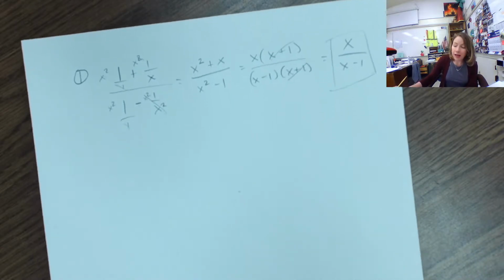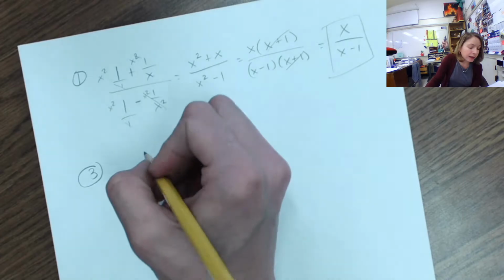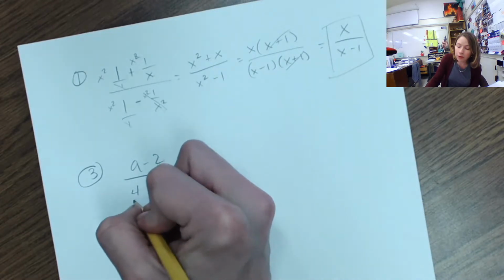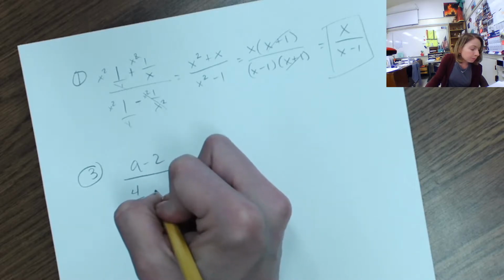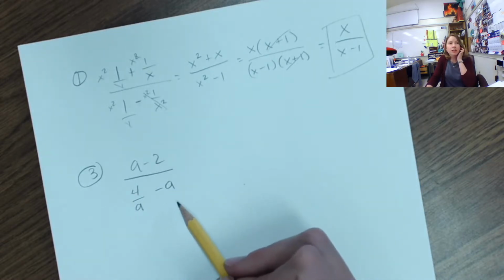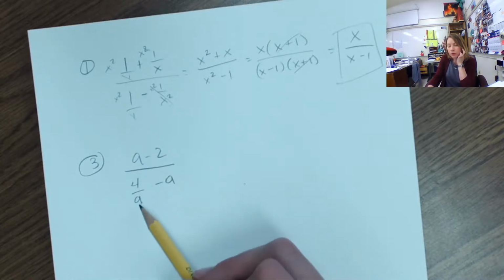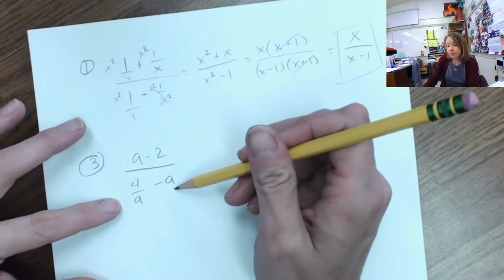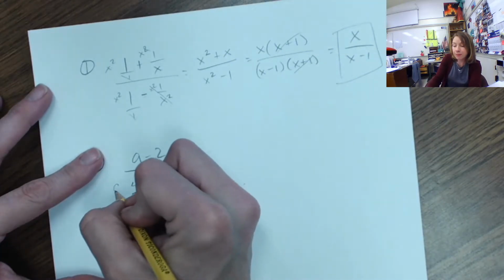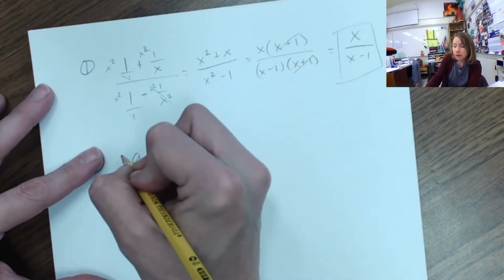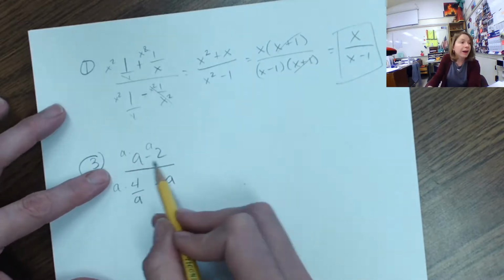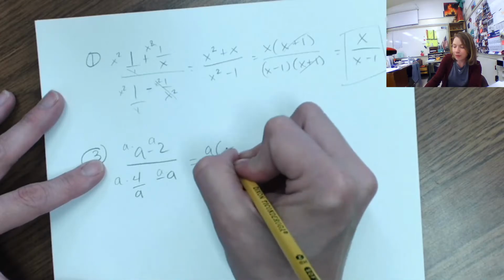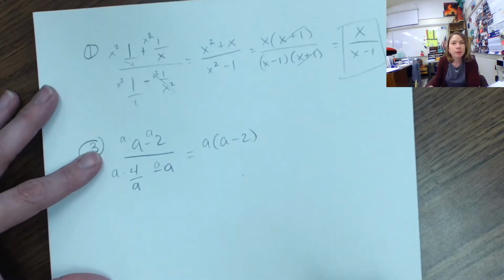So if I look at, say, number 3, if I've got a minus 2 all over 4 all over a minus a, I want to get rid of the fractions within fractions, right? But if I do something to one piece, I have to do it to the other one as well. So up here, I'm going to have to multiply everything by an a, even though up here there's no fractions to get rid of. So up here, I'm actually going to leave this in that factored form of a times a minus 2, because that'll make it a little bit easier.